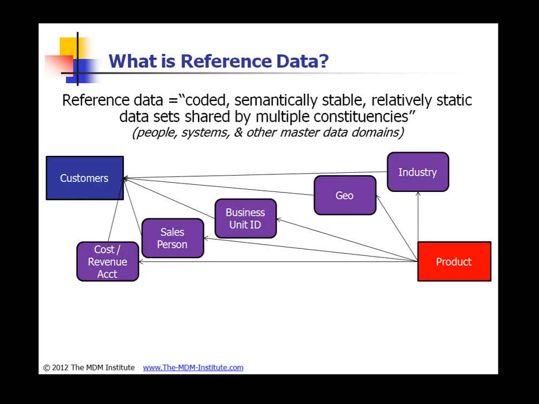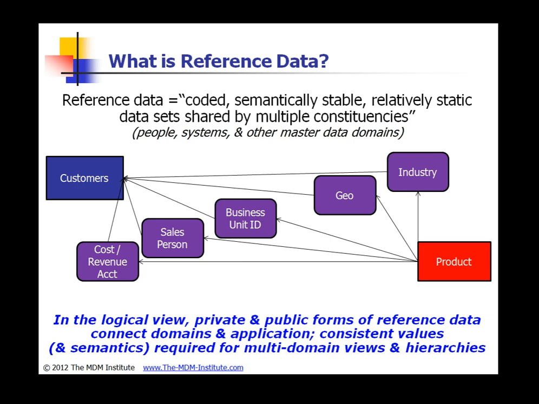So what is reference data? Our definition for purposes of this presentation is that it's the glue. It's information that is coded, relatively stable, semantically stable, and shared by multiple constituencies, for example different application systems and different domains within a master data management hub. These are all consumers of reference data. As you can imagine, reference data is very important to make sure that everybody speaks the same language, can talk to each other and transact together accurately.